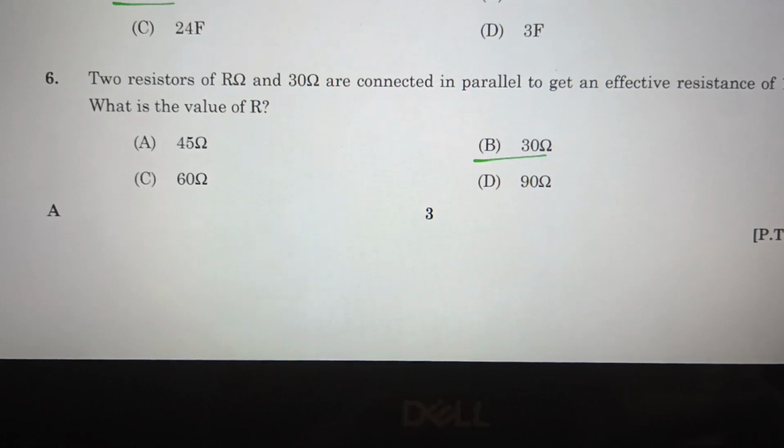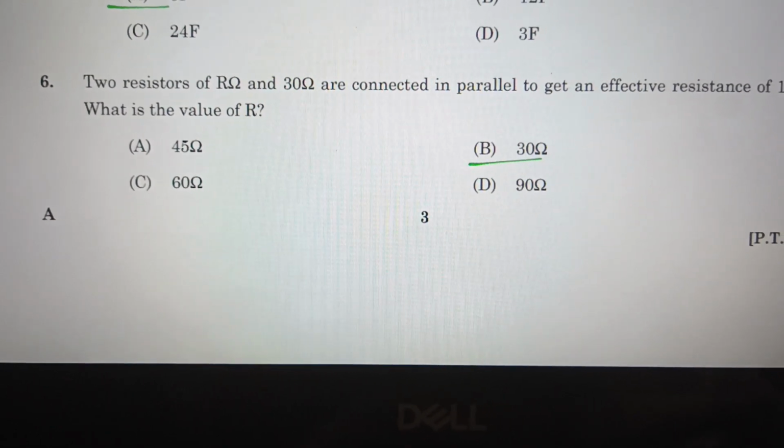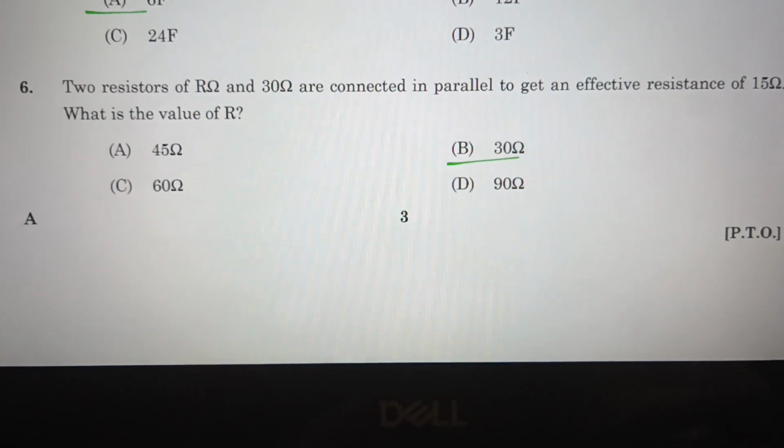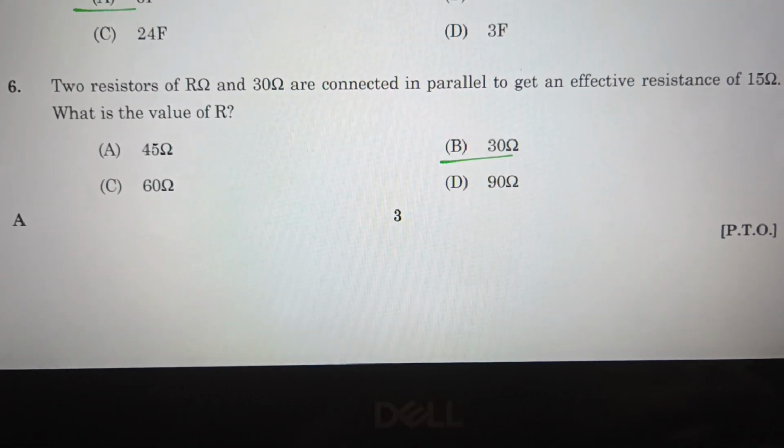Two resistors of R ohm and 30 ohm are connected in parallel to get an effective resistance of 15 ohm. What is the value of R? 30 ohm.